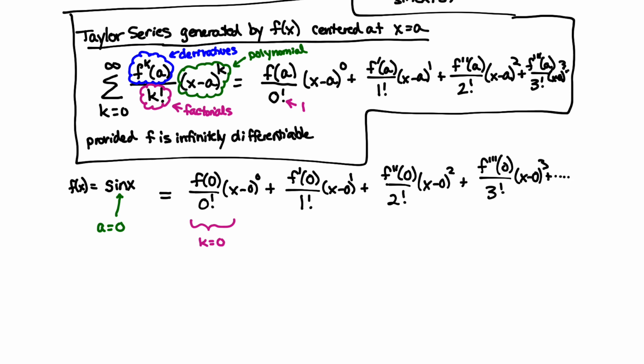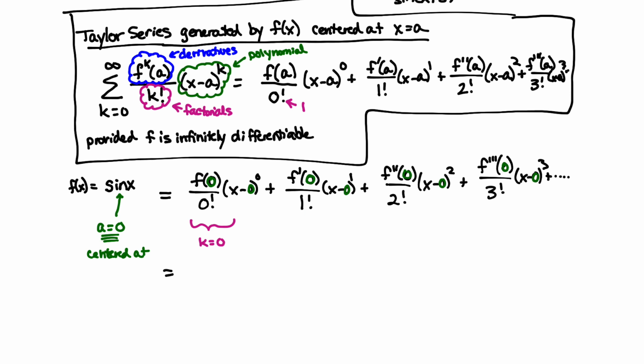So that was the first thing I wanted to recognize. This is being centered at a equals 0. And therefore, the value that I'm putting into the derivatives and the value that I'm putting next to x has to be 0 for this particular problem. If the homework says center it at pi, then what do you do? You put pi in there for a. Does that make sense?